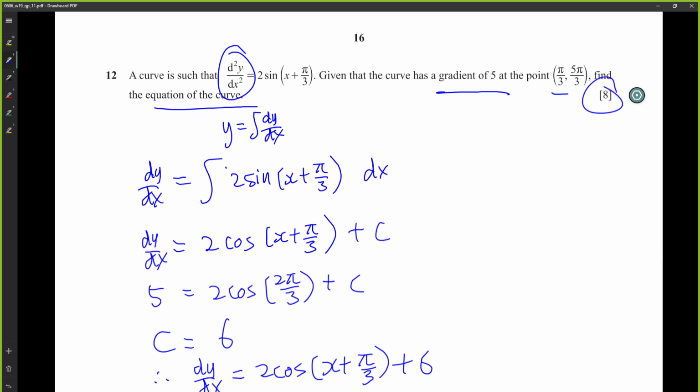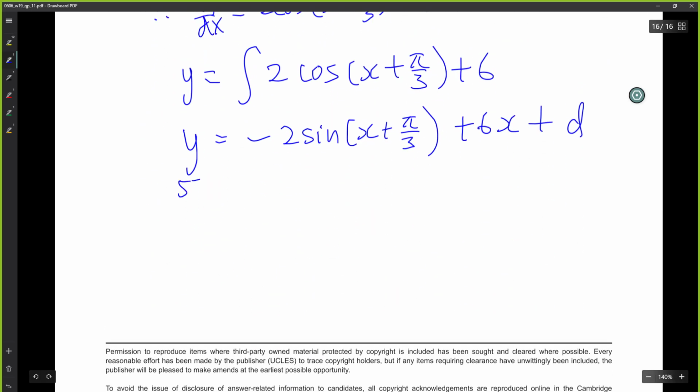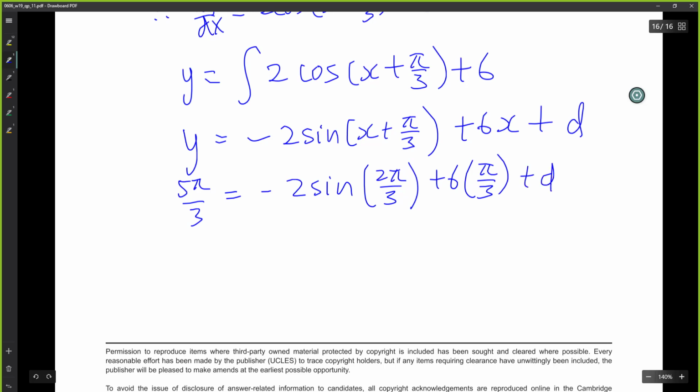But anyways, this is my x and y. Pi over 3 and 5 pi over 3. Nice. So this is 5 pi over 3 equals to negative 2 sine pi over 3 plus pi over 3, which will be 2 pi over 3 because you plus them together. Plus 6 pi over 3 plus d. So I need to find d first before I can get my final equation.